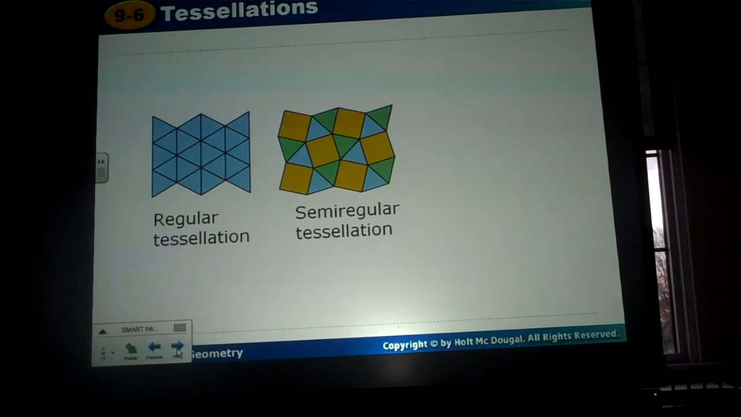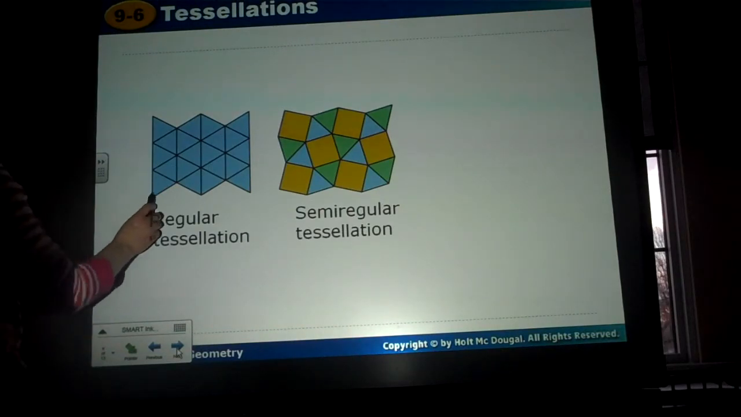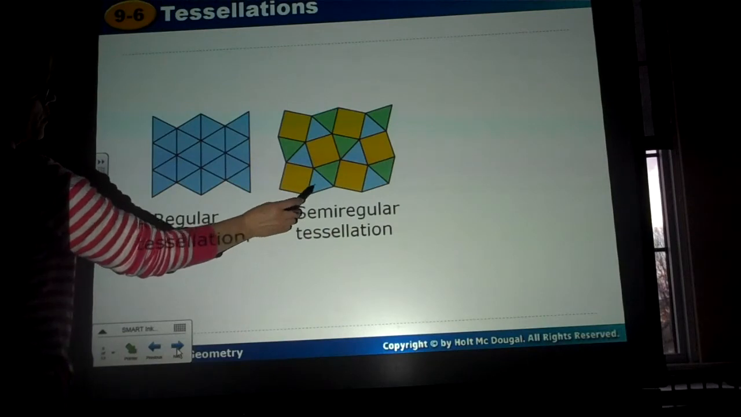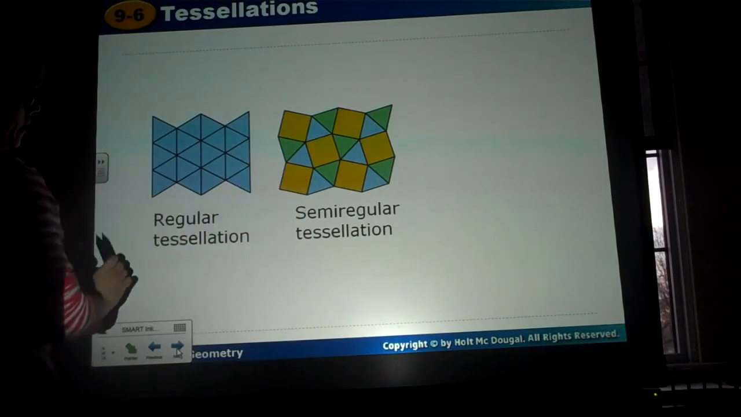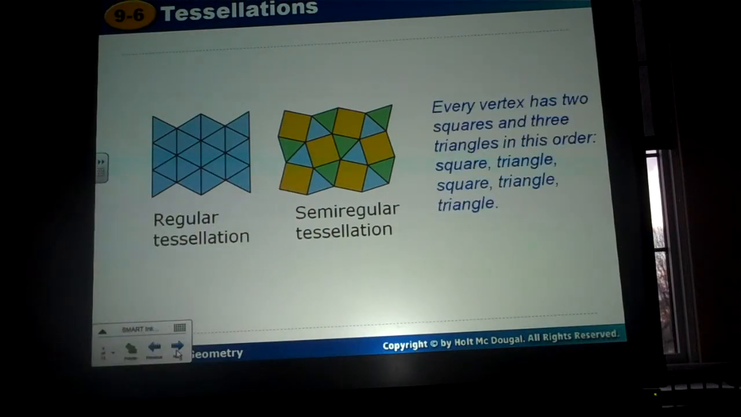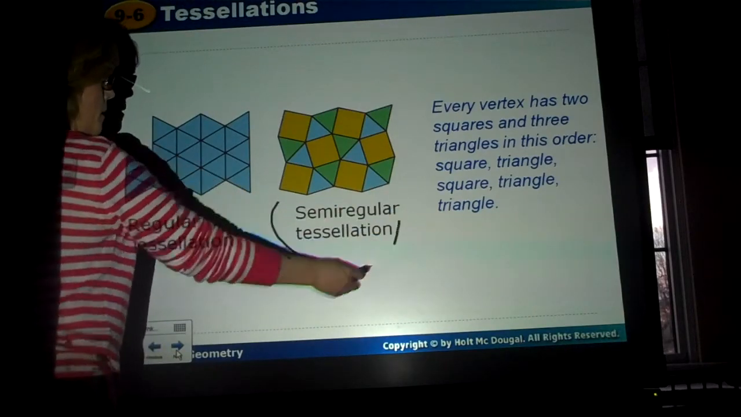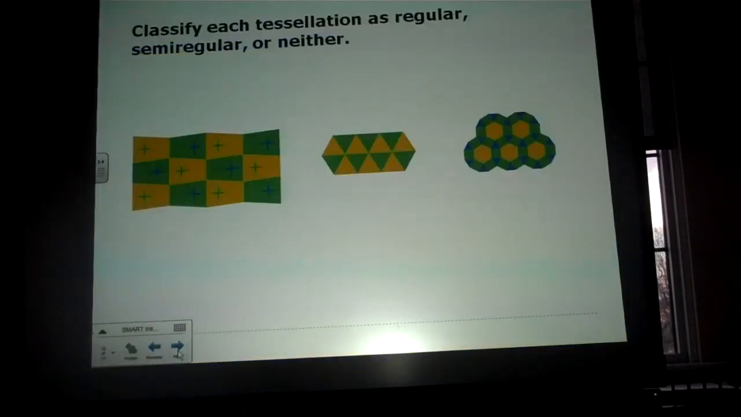This is semi-regular because you have more than one shape. We actually have 2 different shapes here. They're just color different, the triangles. Every vertex has 2 squares and 3 triangles in this order. Square, triangle, triangle. Okay, so that's just describing why it's semi-regular tessellation. Okay, classify each tessellation as regular, semi-regular, or neither.